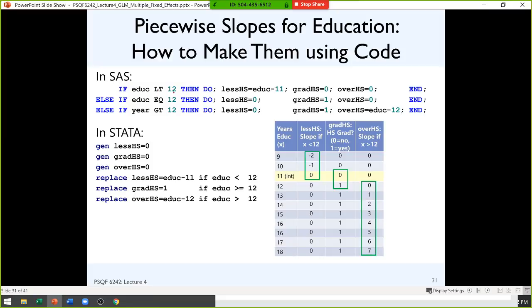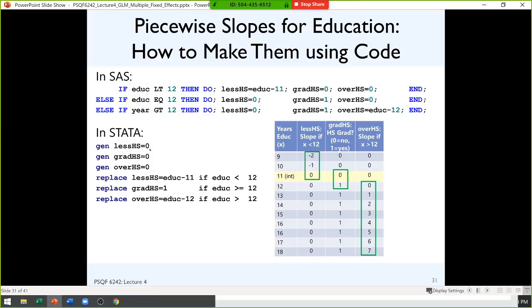If education is less than 12, the first slope is whatever the value is minus 11. The others are set to 0. If education is 12, the first one has been shut off, the second one turns on, the third one's not active yet. And if education is greater than 12, the first one is still not active, the second one has turned off at 1, and the third one picks up where it left off. Education minus 12 creates the pattern that we have here.